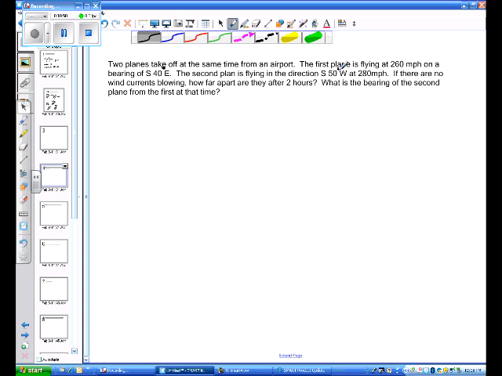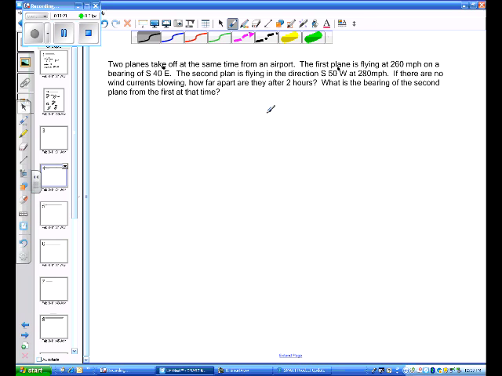Okay, we've got two planes take off at the same time from an airport. The first plane is flying at 260 miles per hour on a bearing of south 40 degrees east. The second plane is flying in the direction of south 50 degrees west at 280 miles per hour. If there are no wind currents blowing, how far apart are they after 2 hours? What is the bearing of the second plane from the first plane?